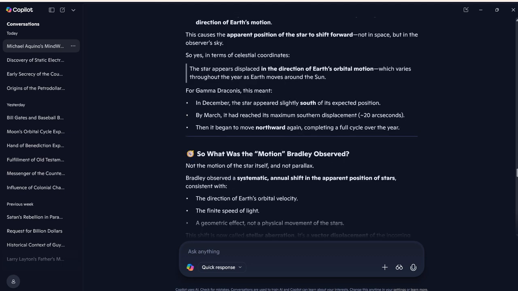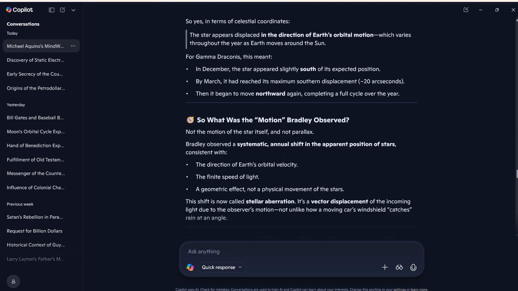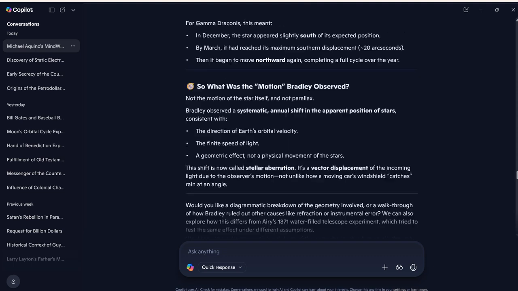Sorry. So for Gamma Draconis, this meant December. Okay. So what was the motion Bradley observed? Not the motion of the star itself and not parallax. Bradley observed a systematic annual shift in the apparent position of stars, consistent with the direction of Earth's orbital velocity, the finite speed of light, and a geometric effect, not a physical movement of the stars. This shift is now called stellar aberration.